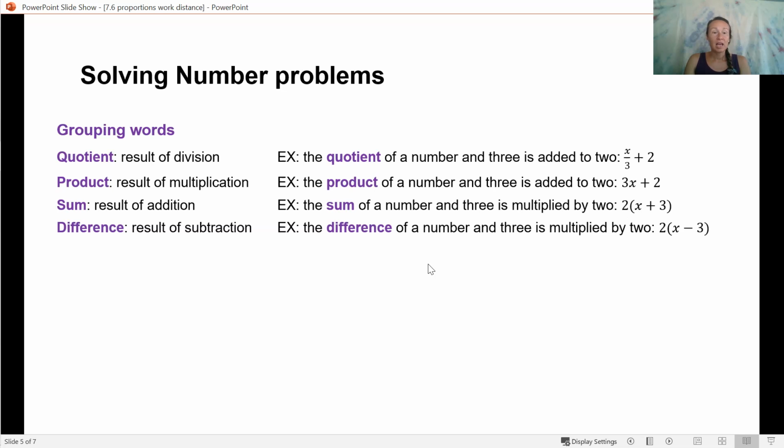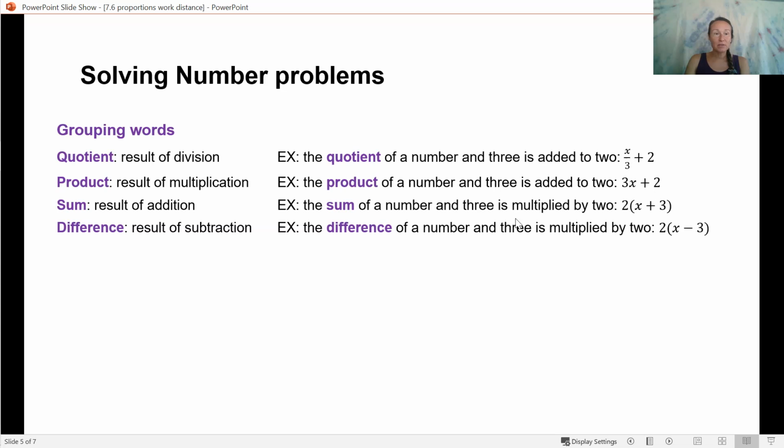Okay. In our last example, the difference of a number and 3 is multiplied by 2. Same thing here. A number is x, so a number and 3 is going to be x minus 3, and that gets grouped by the parentheses before we multiply by 2. So when they say difference of a number and 3, since they list the number first, we're going to do the x first minus the 3. Okay.